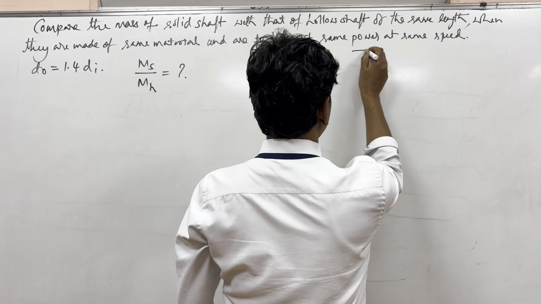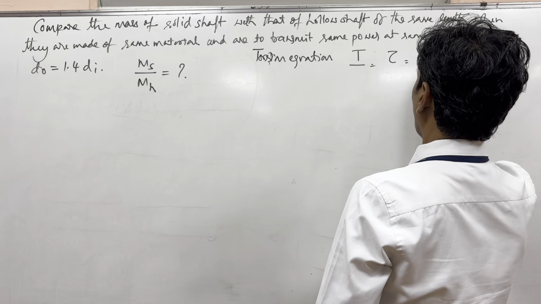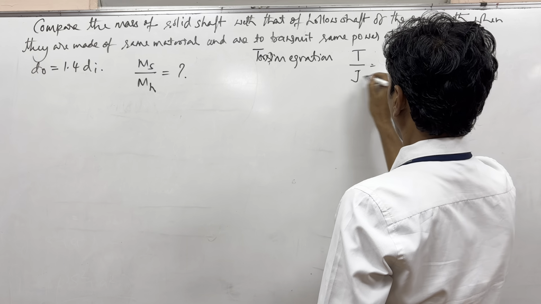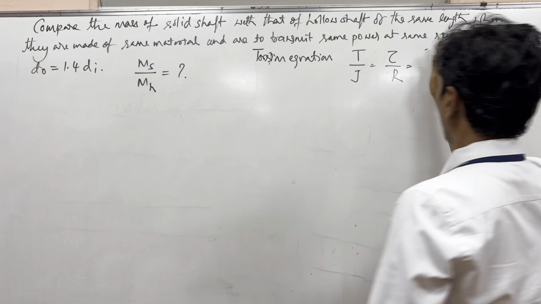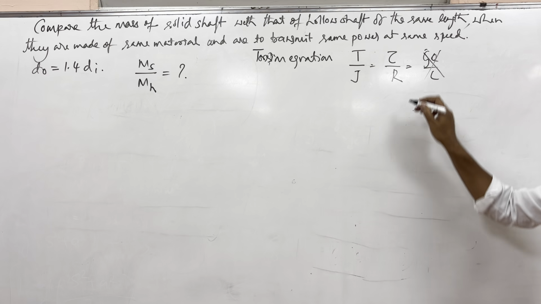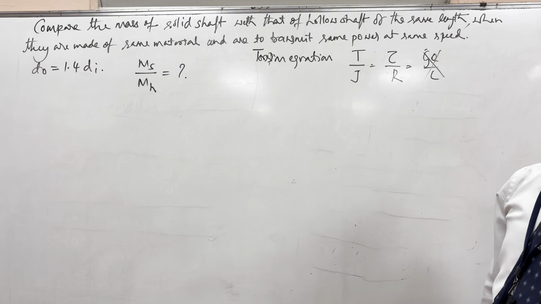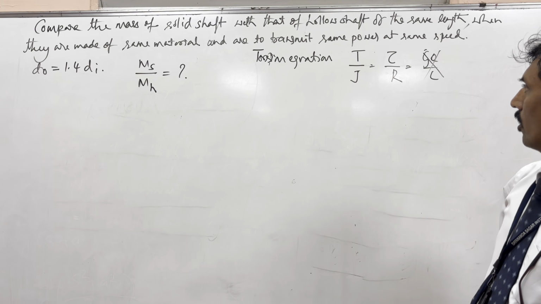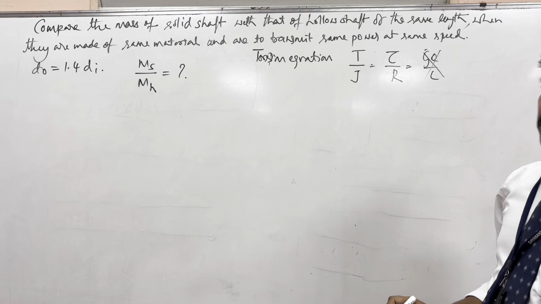the torsion equation says T by J equals tau by R equals G theta by L. We are not worried about the G theta by L part of the equation. Of course the length is given, but no issues, it is for the same length. Now they are saying it is for the same material.